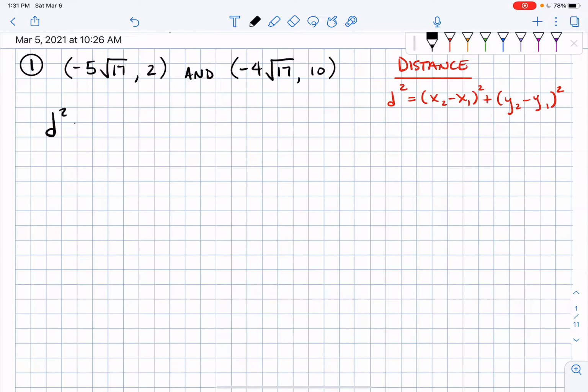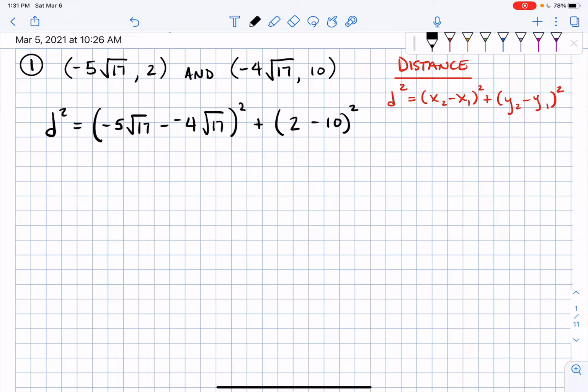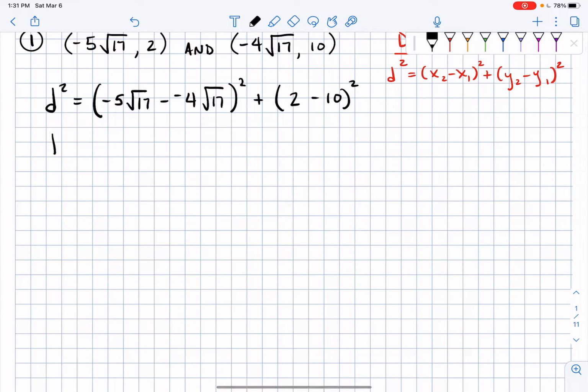d squared is equal to negative 5 square root of 17 minus a negative 4 square root of 17, squared, plus 2 minus 10 squared. All right, so let me go ahead and do the math here.